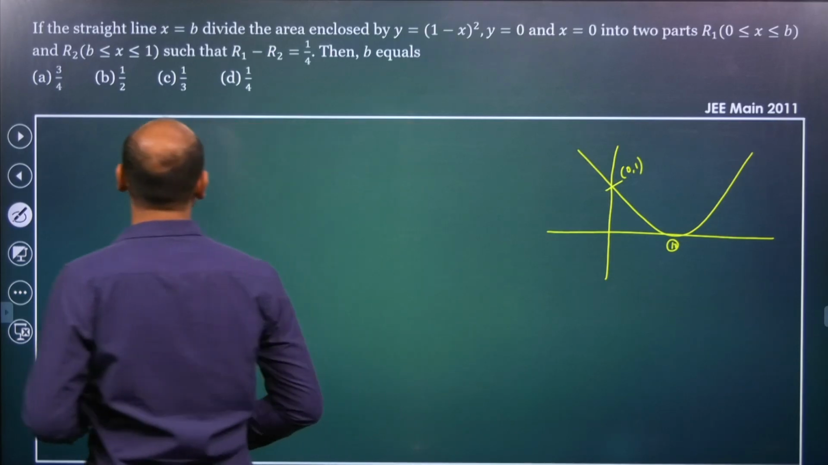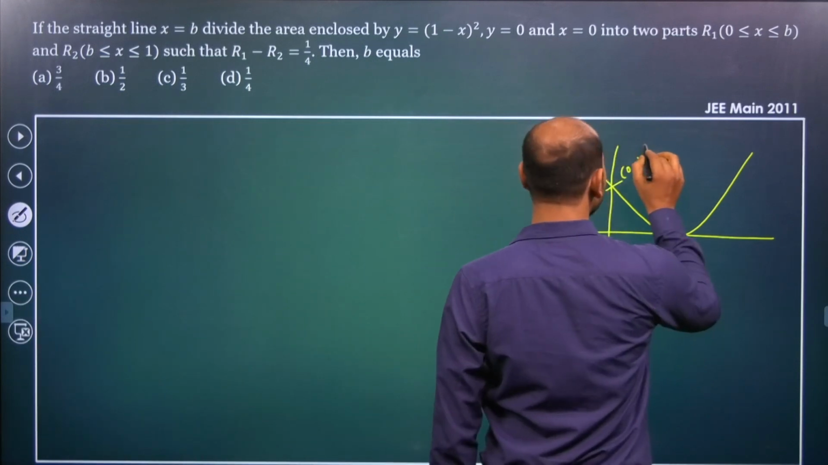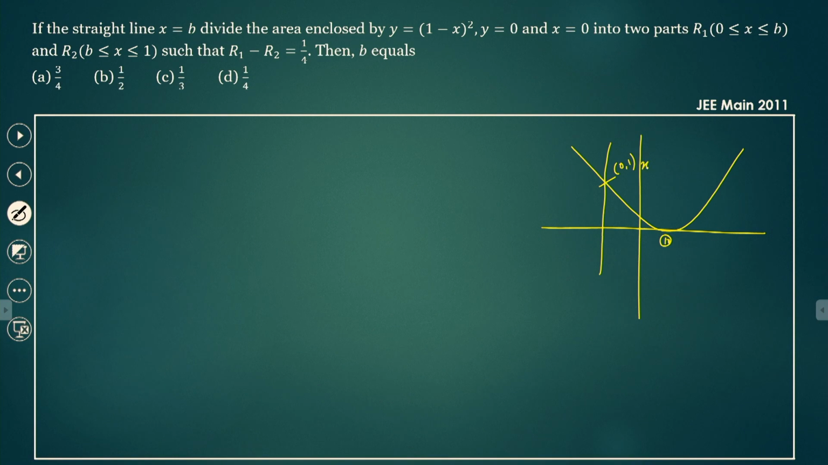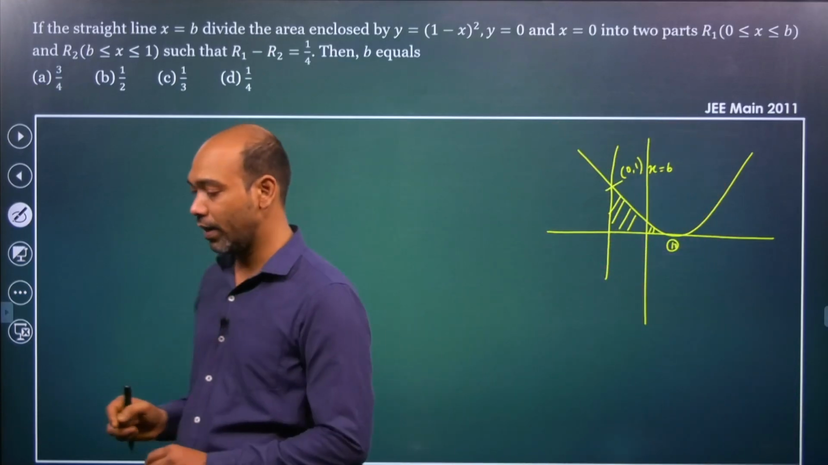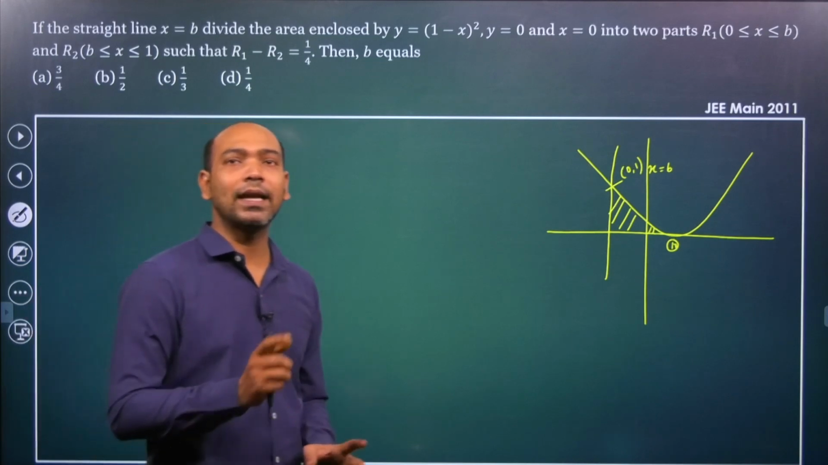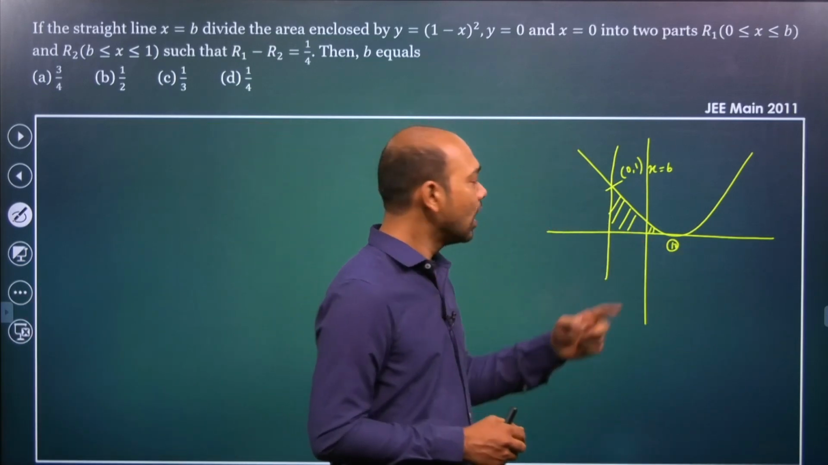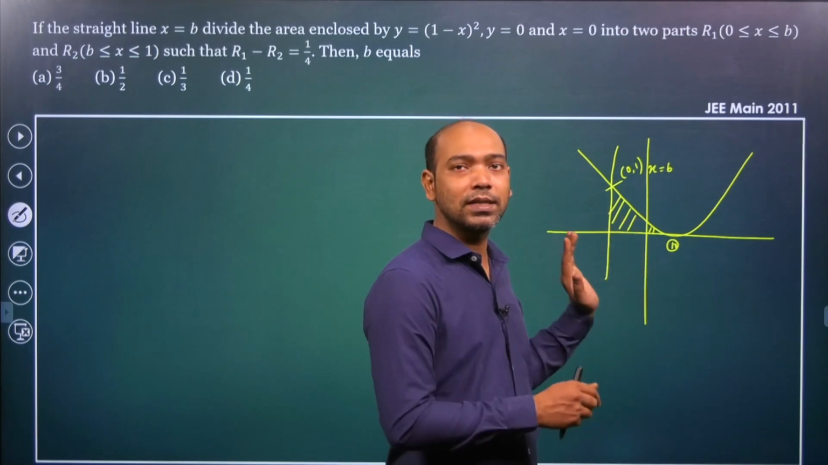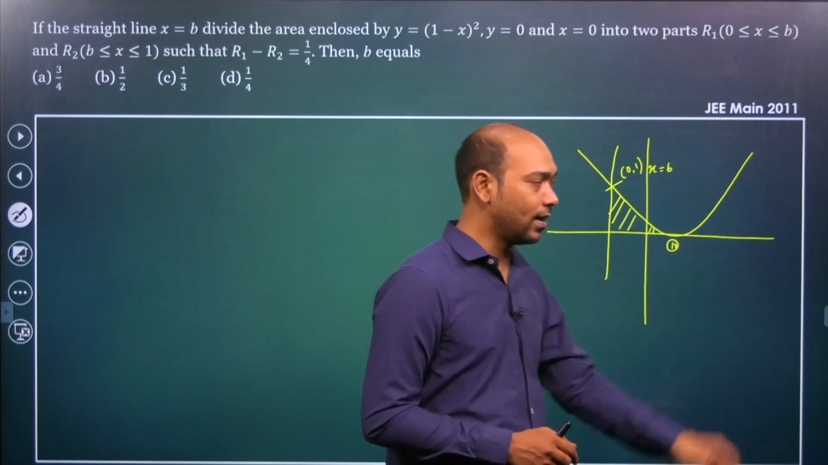Now it says that we are having a line x equal to b. So we just draw a line x is equal to b. So these two areas are in that ratio, R1 minus R2 is equal to 1 by 4. So somehow we need to calculate R1 and R2. What is R1, R2? R1 is the first region from x equal to 0 to x equal to b, and b to 1 is obviously the second region.